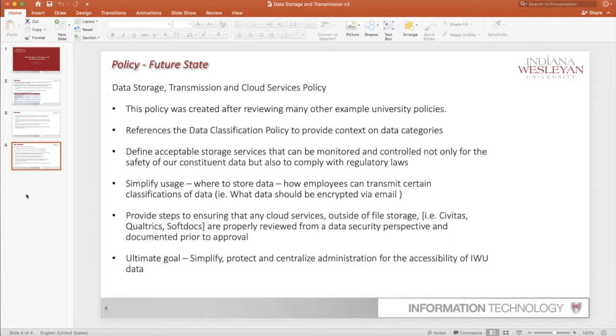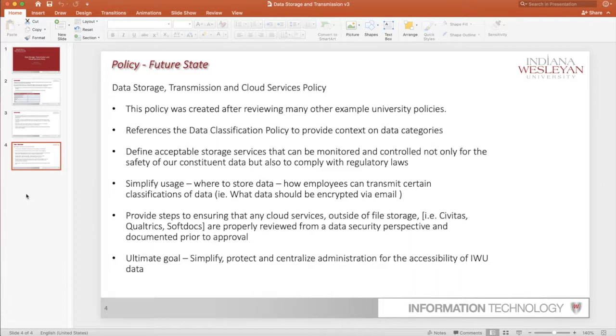Now, where we want to go with the Data Storage Transmission and Cloud Services Policy. This policy was created after reviewing many other example university policies, including other corporate policies. Most entities, university and corporate, have this type of policy. This is a foundational policy that obviously instructs folks, employees, agents of the university on where they can store and how to transmit data.